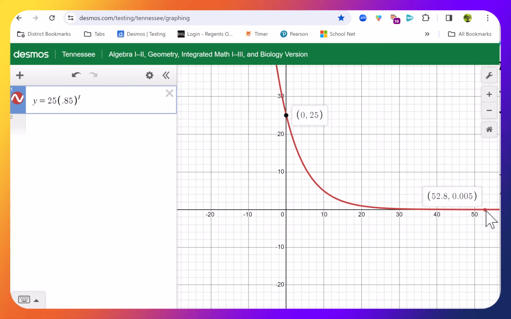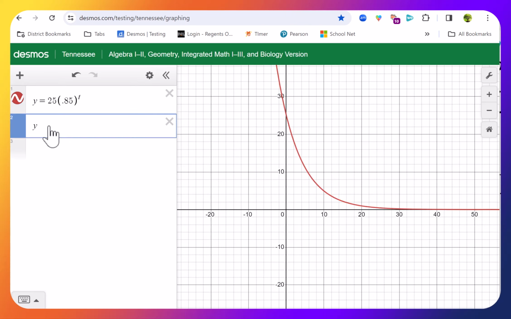It's going to be worth nothing eventually, like after 50 years. So let's go ahead and answer the question. So it says y should be equal to 8,000.